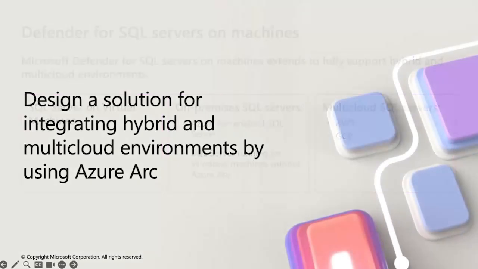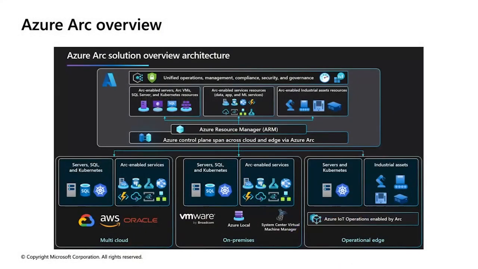Next is, in case of integrating hybrid and multi-cloud environments, we can use Azure Arc. Now, what is Azure Arc? What benefits do we get? Let's understand. So here, Azure Arc is a kind of centralized management solution where we can manage Azure resources. We can bring in my multi-cloud management: Google Cloud Platform, AWS, Oracle, all these places we can bring in.